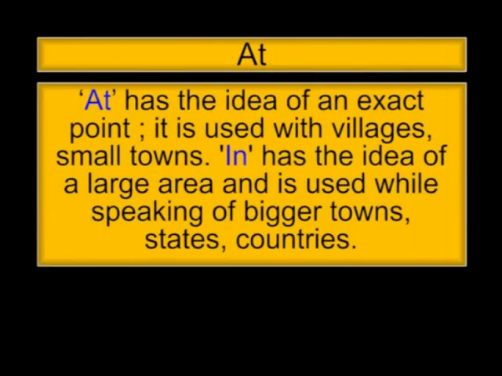At has the idea of an exact point. It is used with villages, small towns. In has the idea of a large area and is used while speaking of bigger towns, states and countries.